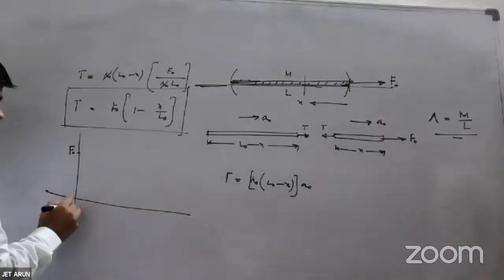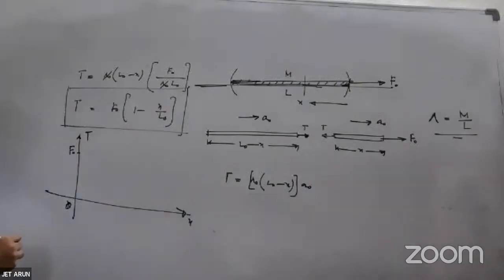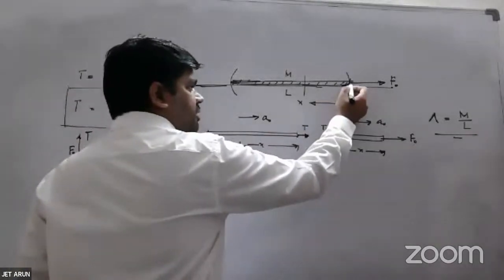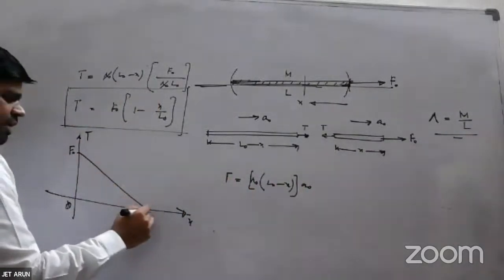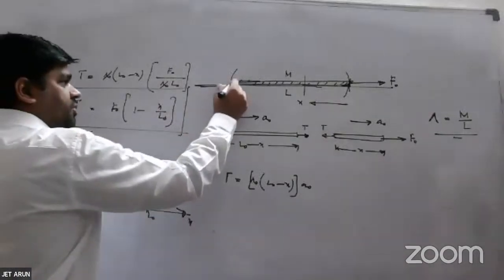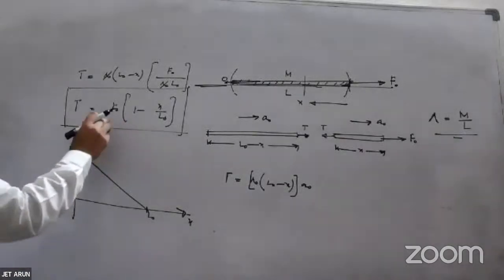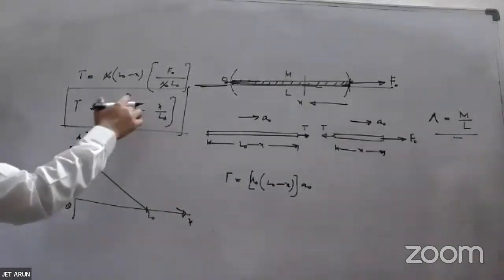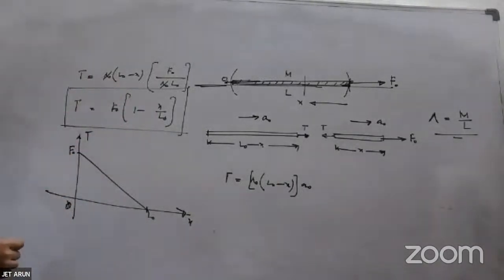At x is equal to 0, the tension is F naught, because at this point, tension is going to be F naught. At x is equal to L naught, my tension is 0. Tension is 0 over here. And it's linearly varying. So y is equal to mx plus c, negative slope with shift of F naught. What is the slope? F naught by L naught, negative F naught by L naught. So this is how it will vary. Tension will vary as a function of x like this.